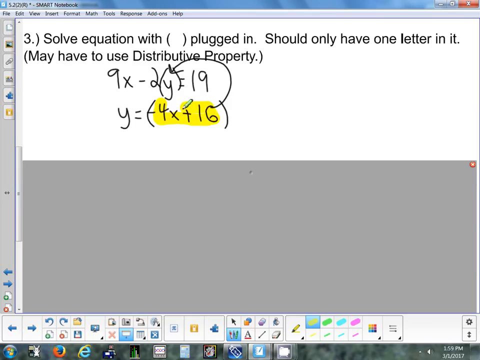He's highlighting. So I'm plugging into the top equation. What is my top equation going to look like? What would it read? Kyle? 9x minus 2 parentheses, negative 4x plus 16 parentheses equals 19. There we go. All right? So now we're going to solve. Same steps as yesterday. First thing I want to do is what? Distribute.